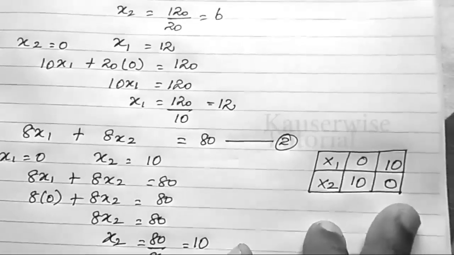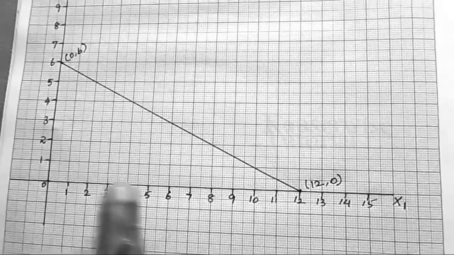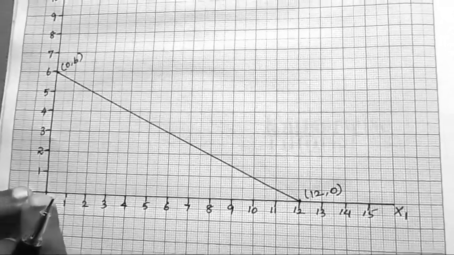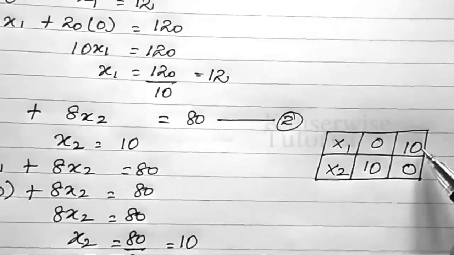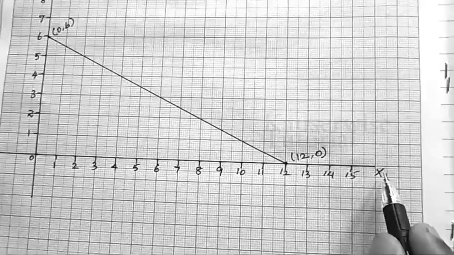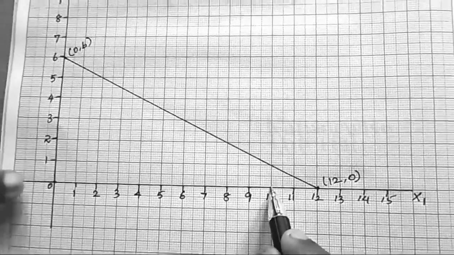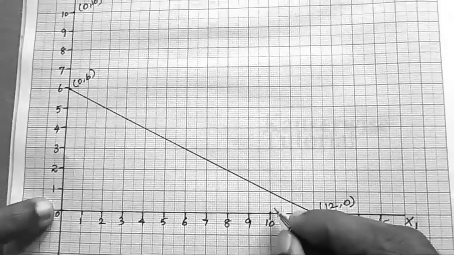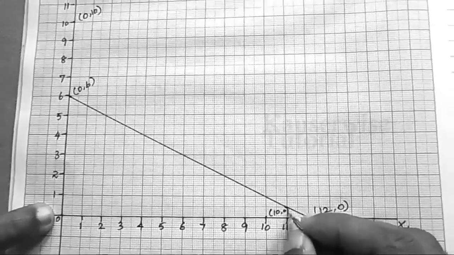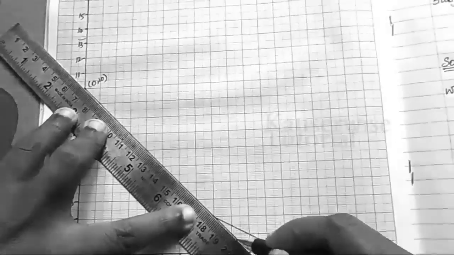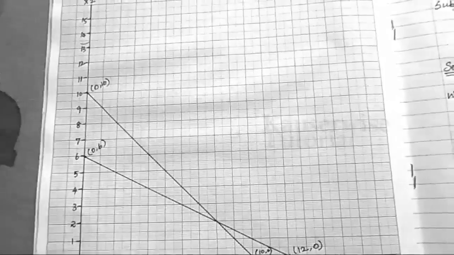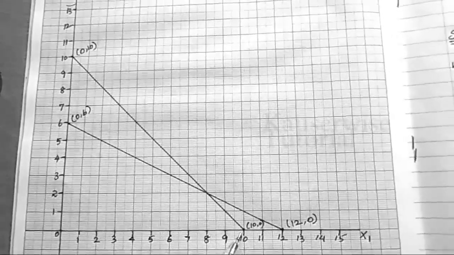With this, now you can plot the second constraint. x1 is 0, x2 is 10. This is the point (0, 10). The second one, x1 is 10, x2 is 0. Now join the 2 points. This line represents the second constraint.